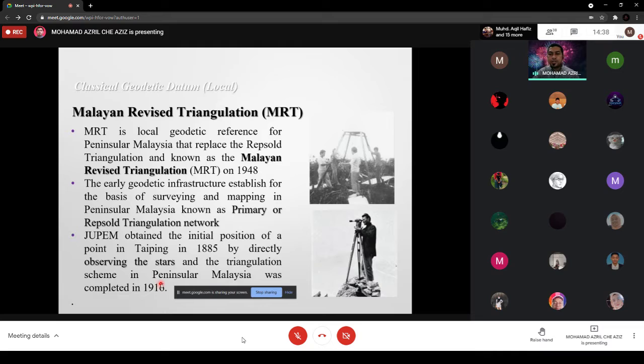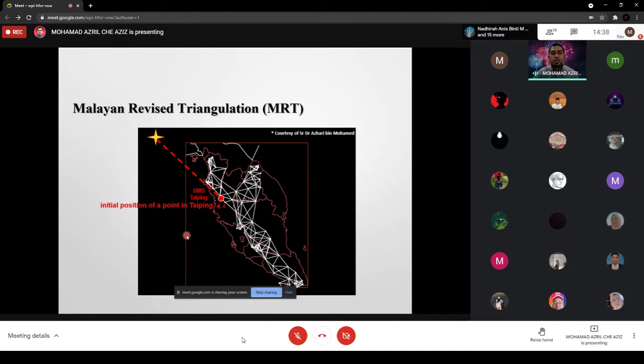This classic geodetic datum we call MRT 48. This is the first point, by observing the star, which locates the point at Taiping. From Taiping, it creates the triangulation covering Peninsular Malaysia, but only focusing on the center, as you can see here.